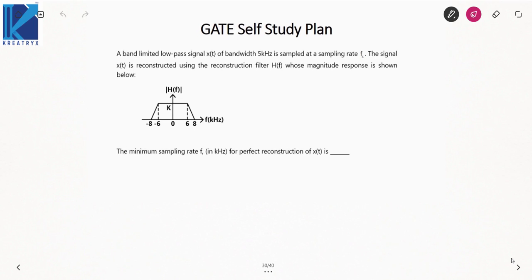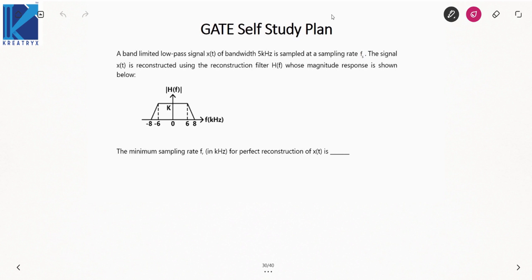Hi guys, in this lecture we'll discuss some of the problems based on the concept of sampling that have appeared in the recent GATE exam. First of all, what you have to remember in sampling is that whenever we sample a signal, the copies of its spectrum are repeated at regular intervals of sampling frequency. I'll explain this concept by the first problem.